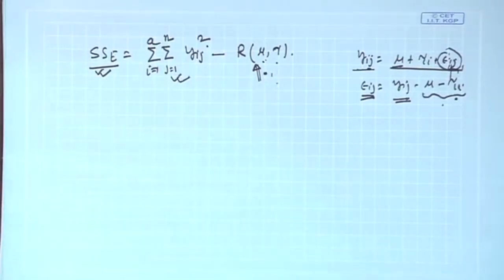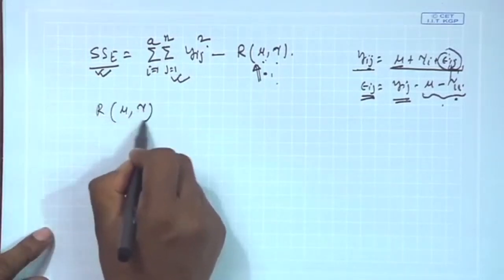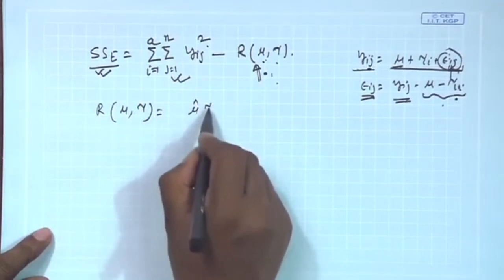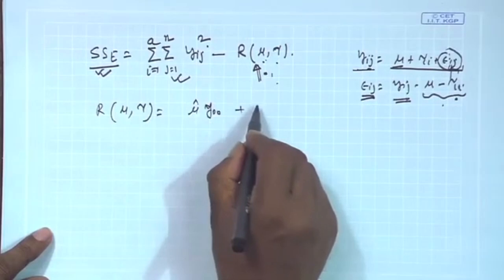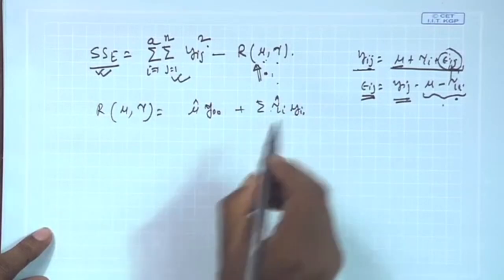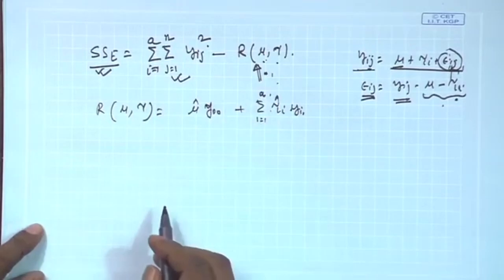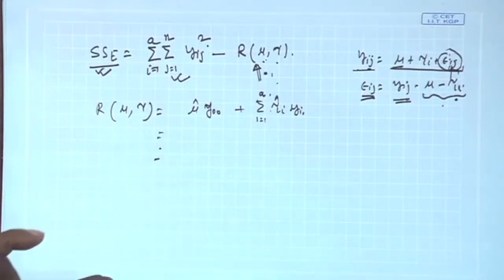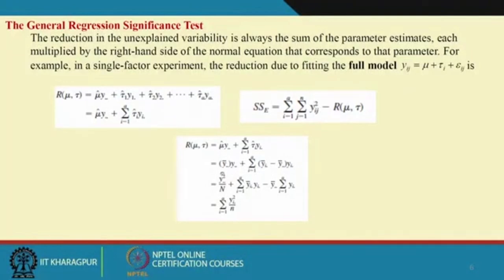Okay. Now, what about this R(mu, tau)? That is, mu cap y.. plus the sum of tau_i cap y_i., i = 1 to a. If you expand this, you will get this one. You see what you are getting. Mu cap is nothing but the grand average y multiplied by this and by this, and if you expand this, you get y_i. squared divided by n, i = 1 to a, y_i. squared by n.